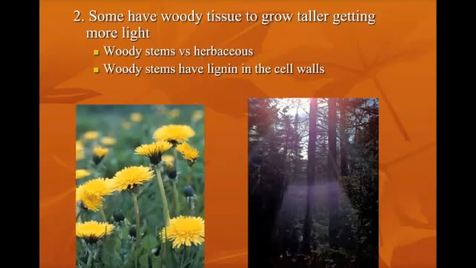The second thing that needed to be adapted is to have woody tissue to grow taller to get more light. There are woody stems and herbaceous stems. On the left you have the dandelion with an herbaceous stem, and on the right you have trees that have woody stems. Woody stems have lignin in their cell walls. This is the adaptation that is needed for these plants to grow tall to get sunlight, because if they're short, like the dandelion in a forest, they will die.